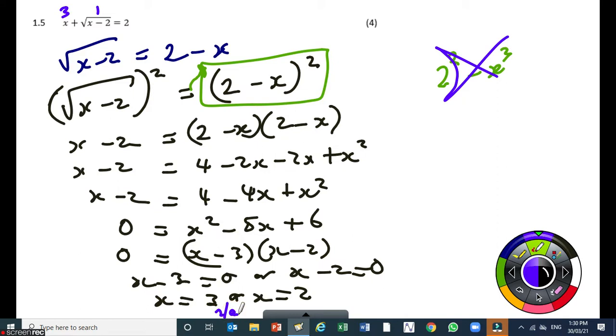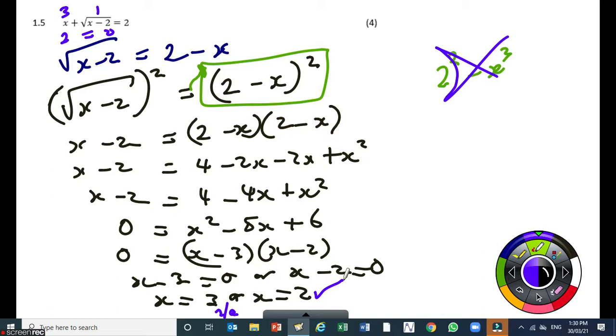Let's try x equal to 2. If I put 2 here, and then I put 2 there, what's the square root of 0? 0. So 2 is going to be equal to 2. So your only solution is going to be x equal to 2. Okay? x equal to 2 only.